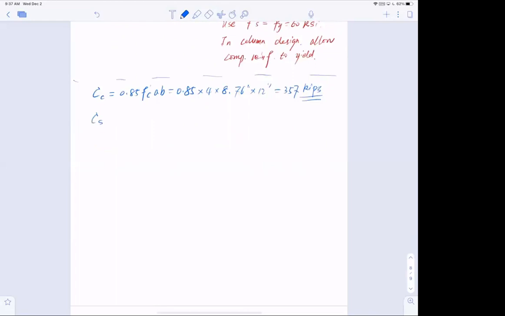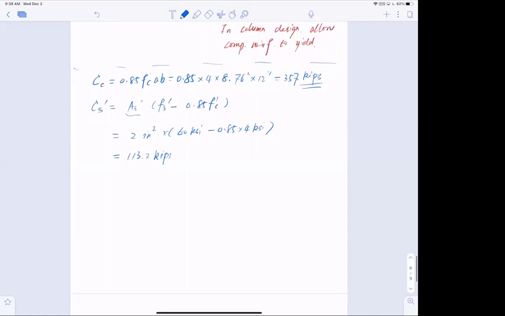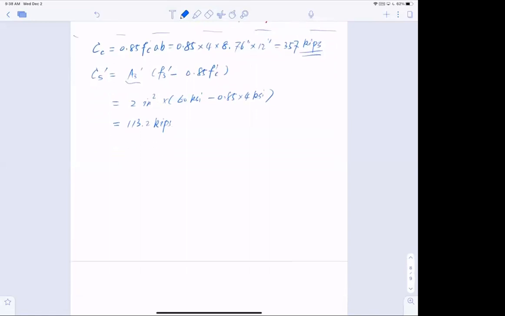Now I want to find the steel, so Cs prime equals As prime multiplied by Fs prime minus 0.85 f prime c. You should see this equation from the doubly reinforced section. Now As prime, I have two number 9 bars at the top, so 2 inch squared. I have a yield strength of 60 ksi for the compressive bar, and remember, it's capped there, minus 0.85 multiplied by 4 ksi, and I got this number to be 113.2 kips. That is the compression force for the steel.